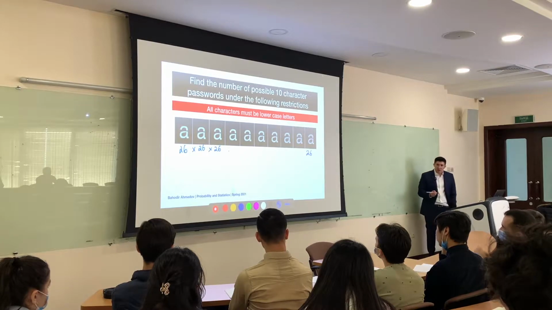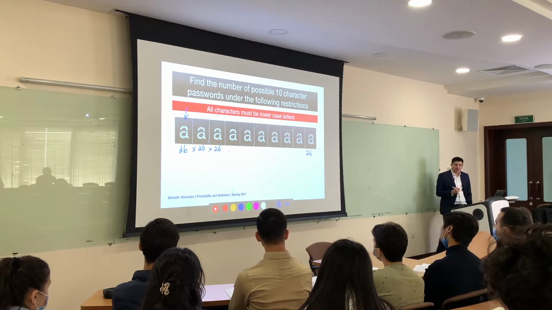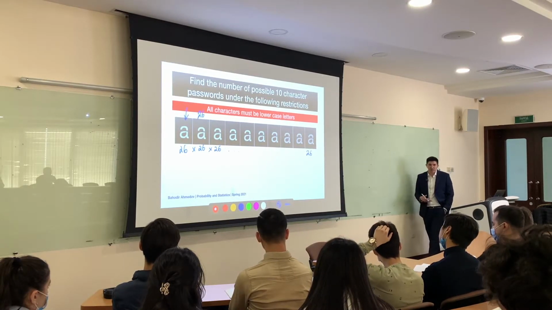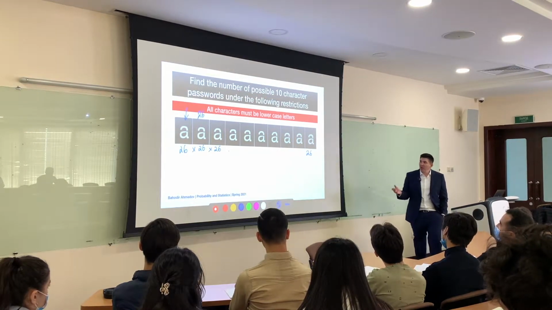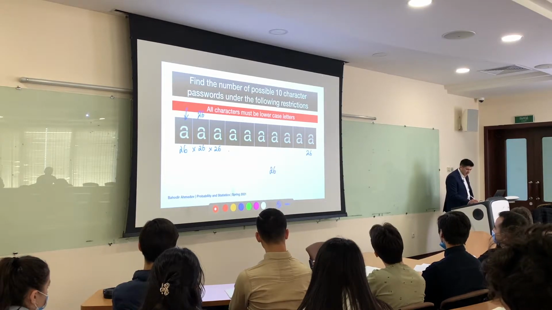And then I have to multiply them. The logic of the multiplication is that for every choice of the digit on the first place, you have 26 choices of the digits for the second place, right? And so on. So that's why we're multiplying this. So in general, it is going to be 26 to the power of 10.